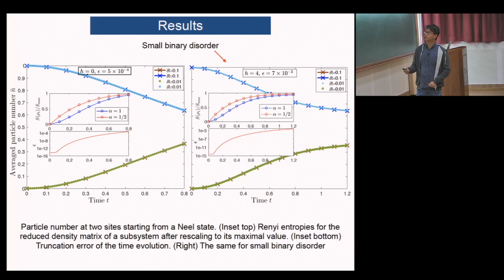But you can already see the change in behavior when you add disorder: the particle number becomes like this, but we still don't see any signatures of localization. So we thought that if we want to see localization, we either have to increase the disorder strength, but also we need to increase the number of levels of disorder, right? Because here the disorder field can take only two values, and that's not disordered enough. So we need to take more levels of disorder, which is what I show in the next figure.